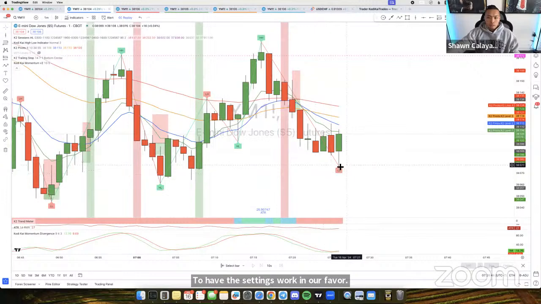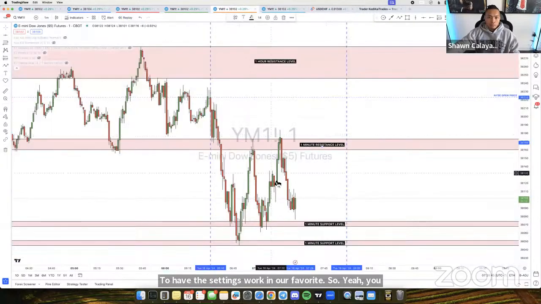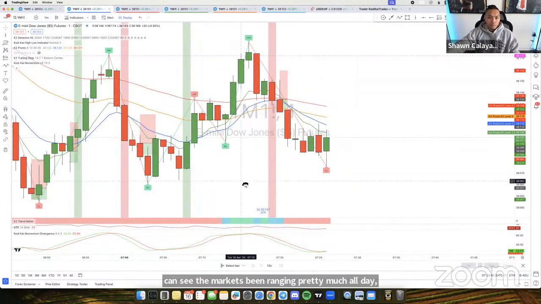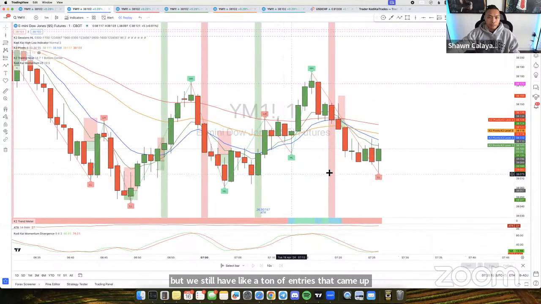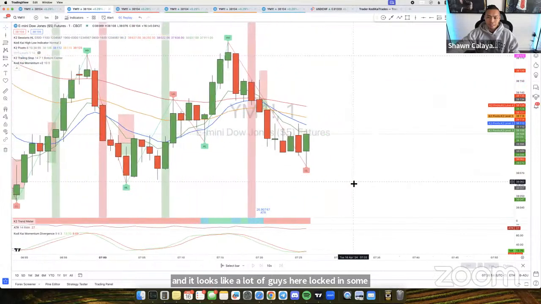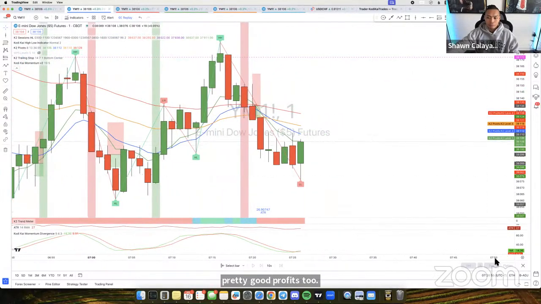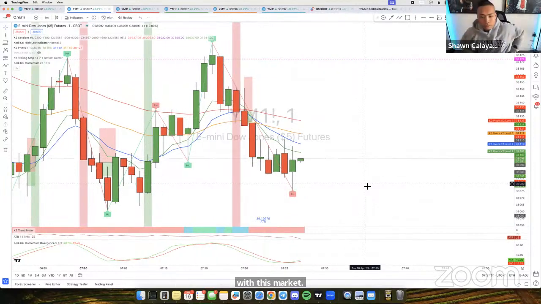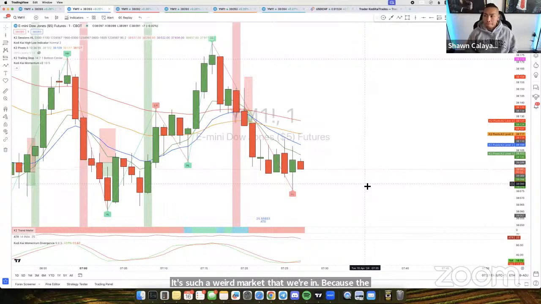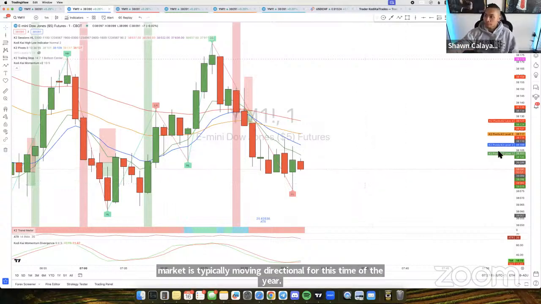So yeah, you can see the market's been ranging pretty much all day, but we still have a ton of entries that came up. And it looks like a lot of you guys locked in some pretty good profit too, so I'm happy for that. Yeah, we'll keep adapting with this market. It's such a weird market because it's typically moving directional for this time of the year, but it's in a big range.